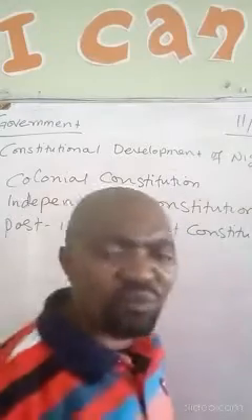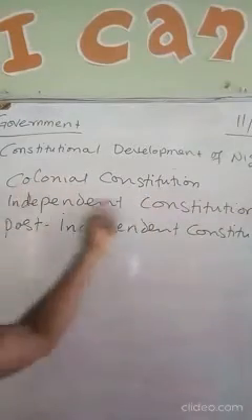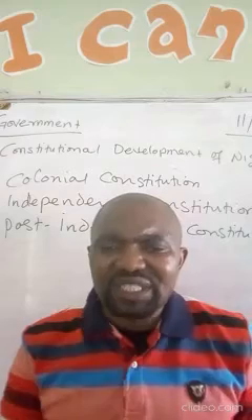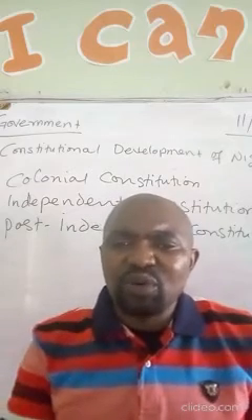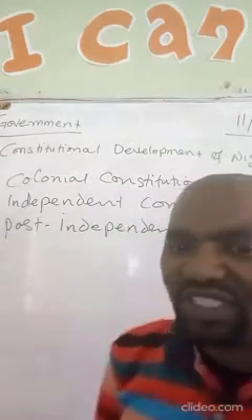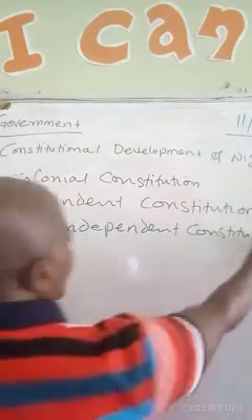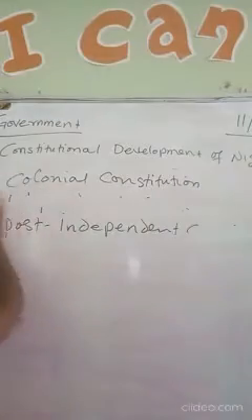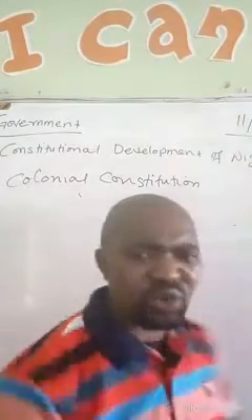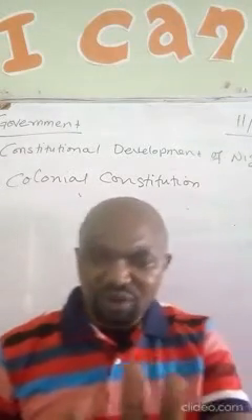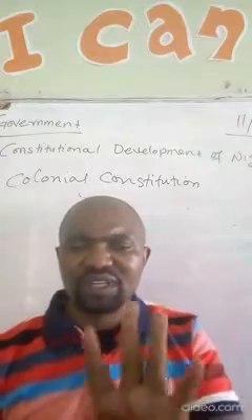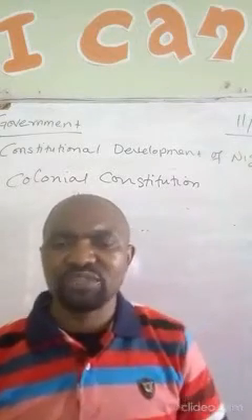But the one that is of concern to us now is the colonial constitution. That is the constitutions, or series of constitutions that were in operation during colonial administration. So this is our point of concern now. This is what we are going to concentrate on. So this colonial constitution are of four major types. There are four major types of constitution that operated during colonial administration.